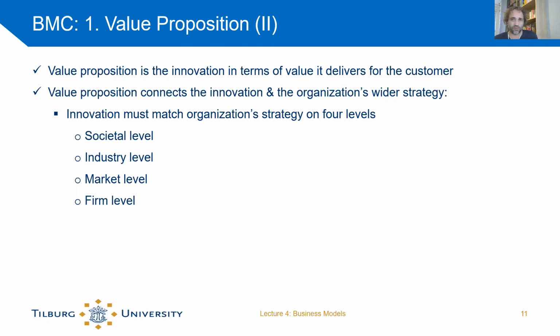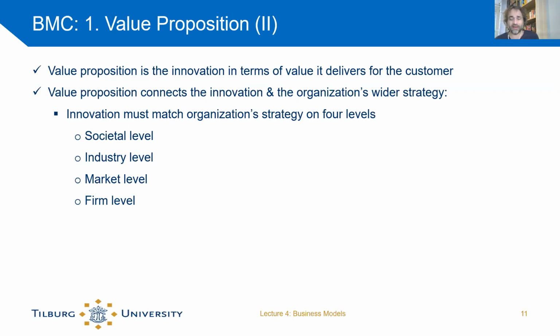What you want with a value proposition is to explain the innovation in terms of what you do as an organization. And if you have a good innovation for your organization, you should be able to explain the innovation so that it matches the entirety of your organization. And the entirety of your organization is the societal level, the industry level, the market level, and the firm level of the organization.